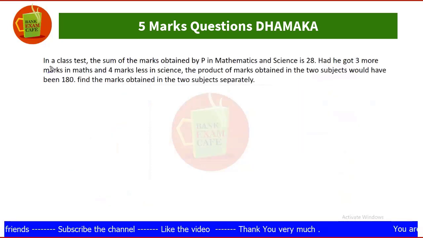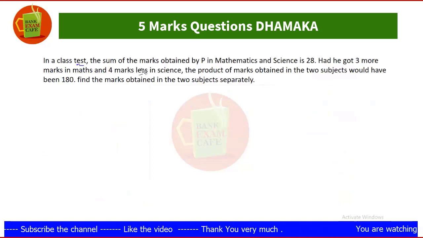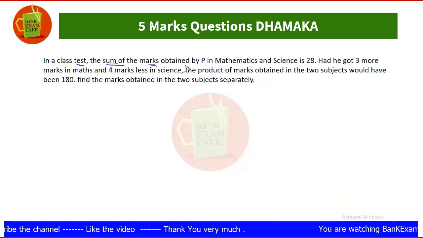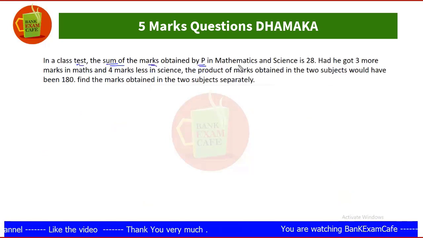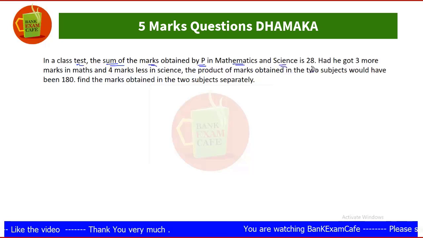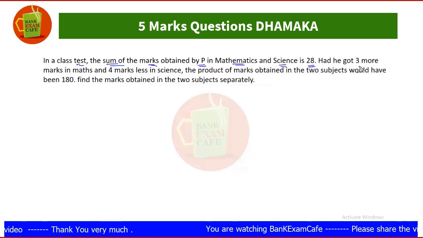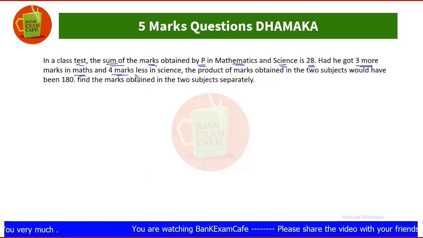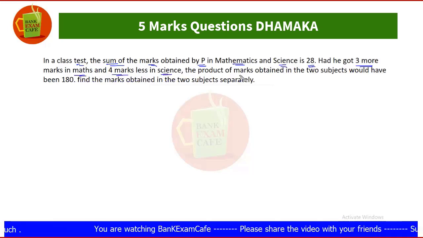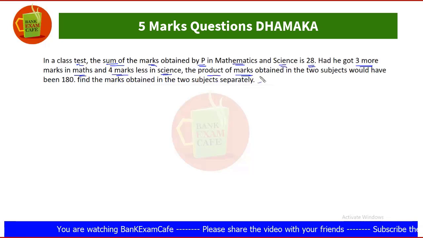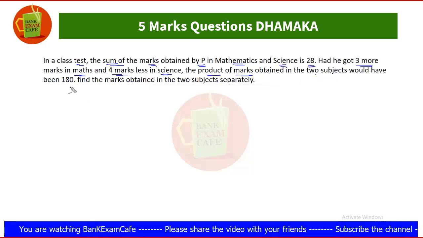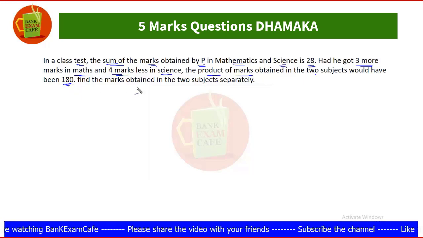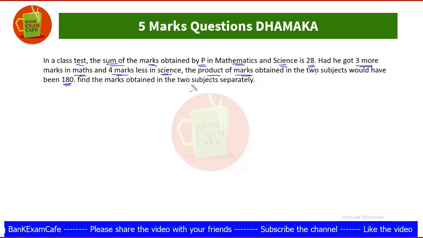Next question is, in a class test, the sum of the marks obtained by P in mathematics and science is 28. Had he got 3 marks more in maths and 4 marks less in science, the product of the marks in the two subjects would have been 180. Find the marks obtained in the two subjects separately.